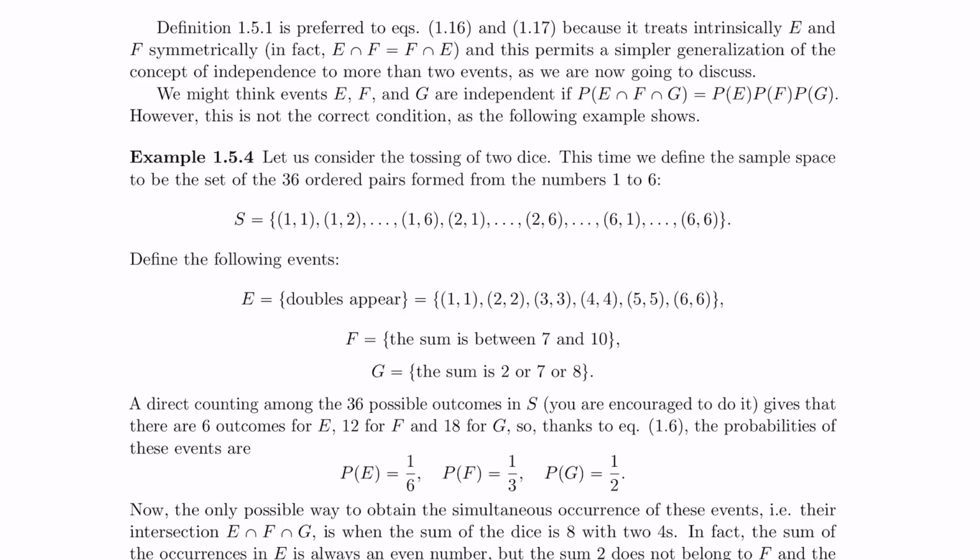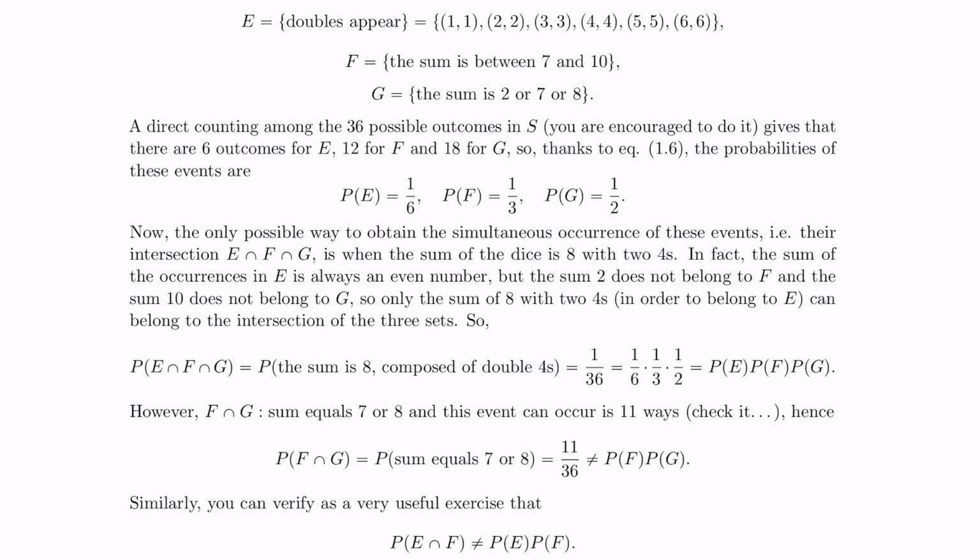Now we want to check if the probabilities associated to these events satisfy this equation here. The product of the event probabilities is straightforward. So what we have to do is compute the intersection of E, F, and G, and then compute the probability of the set. It turns out that the simultaneous occurrence of these events can happen only when the sum of the 2 dice is 8 with 2 4s.